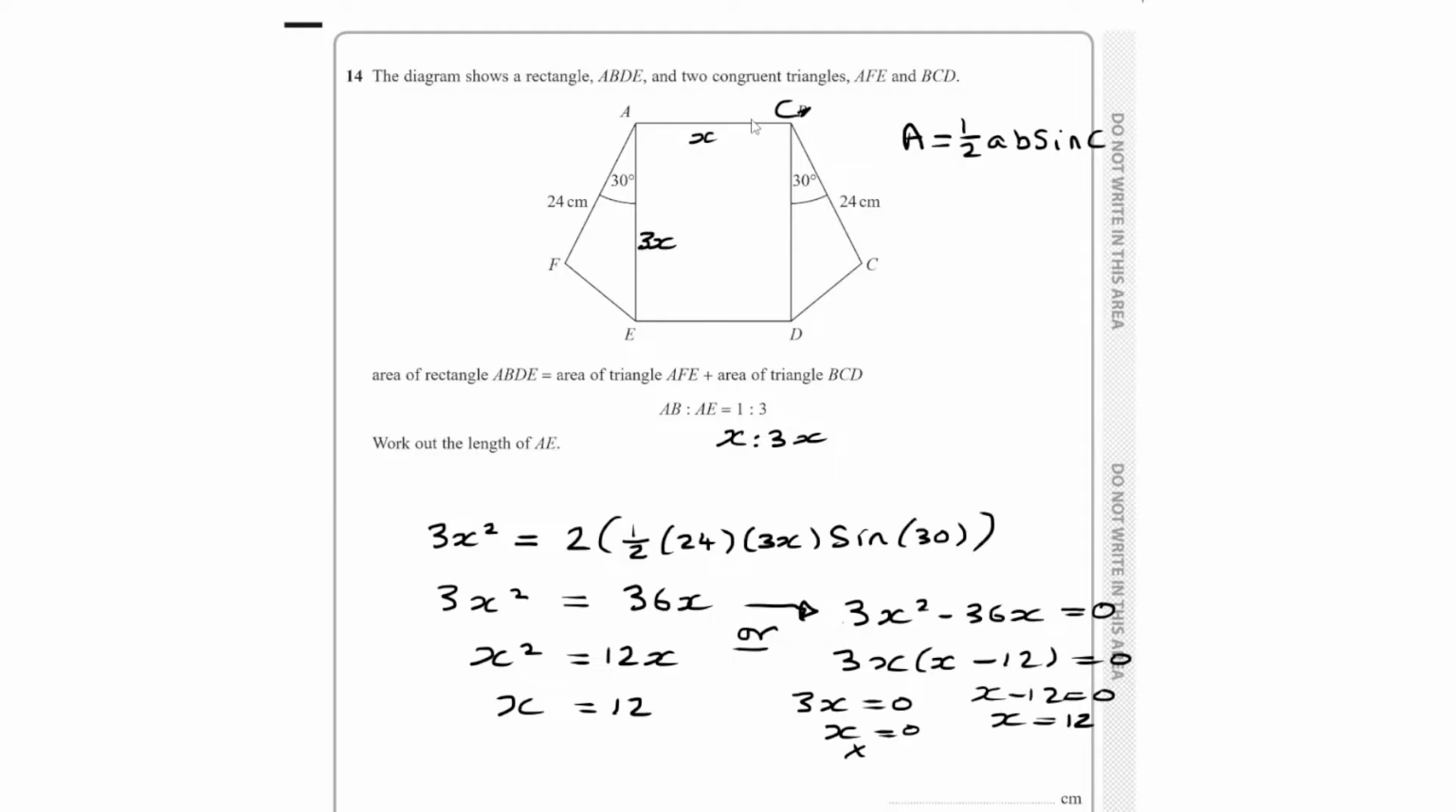Now just double check what the question was, because they asked for AE. X is actually, let me rub this out. X is actually 12, but they've asked for this vertical one, which is 3 times 12. So do remember to check, was it actually x that they were asking for or something else? So 36 would be your answer.